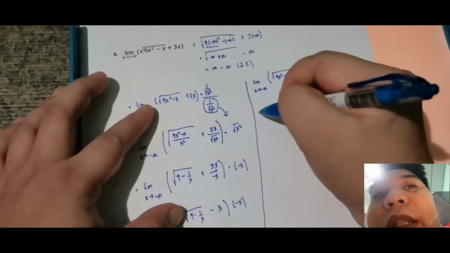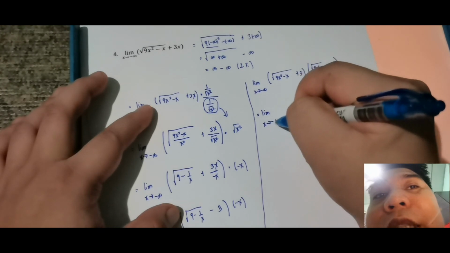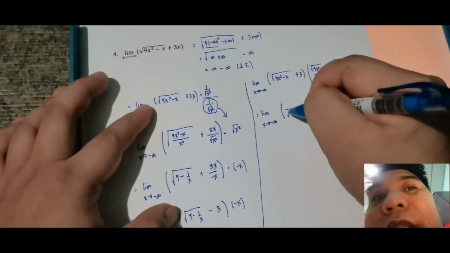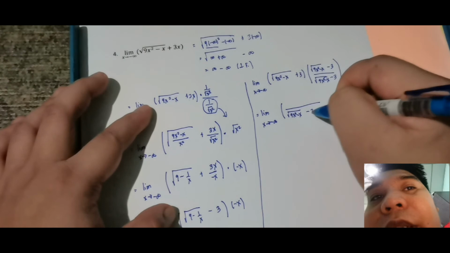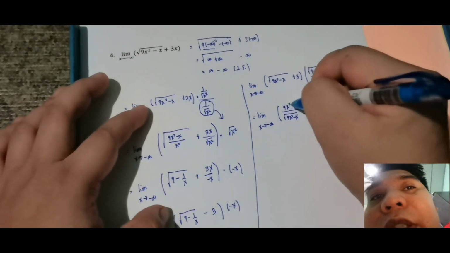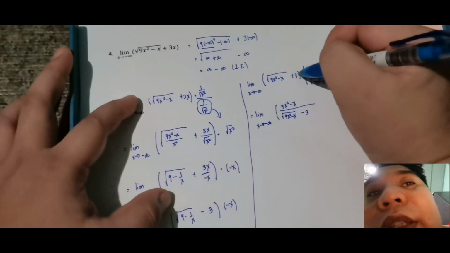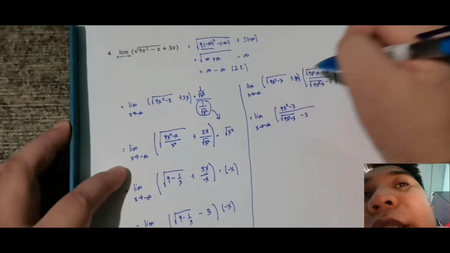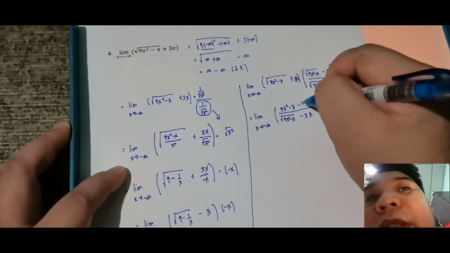Okay, so this is equal sa limit as x approaches negative infinity, over square root ng 9x squared minus x minus 3x. So nasa ilalim siya. Then sa taas makakancel, no? That is 9x squared minus x. Sorry, may x dito dapat. Ito ay may x, ito ay may x, ito ay may x. So, that is negative 9x squared.